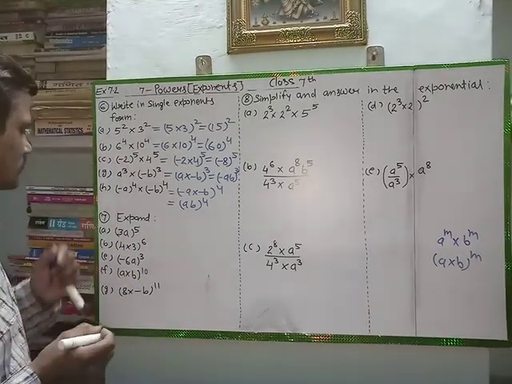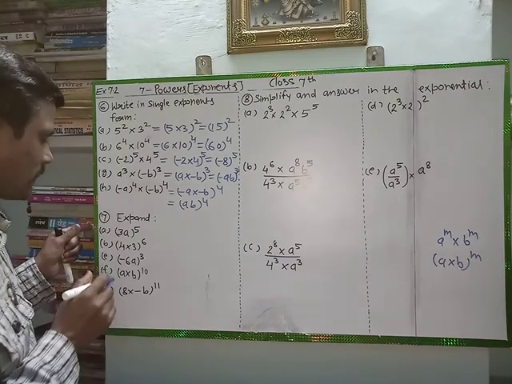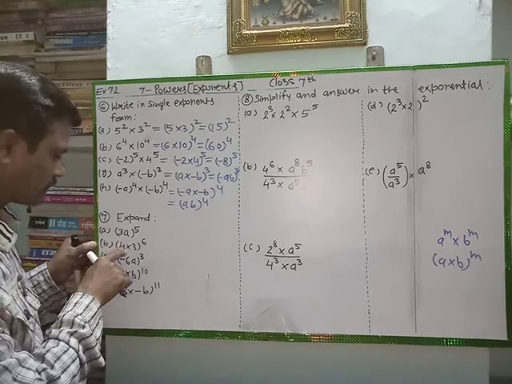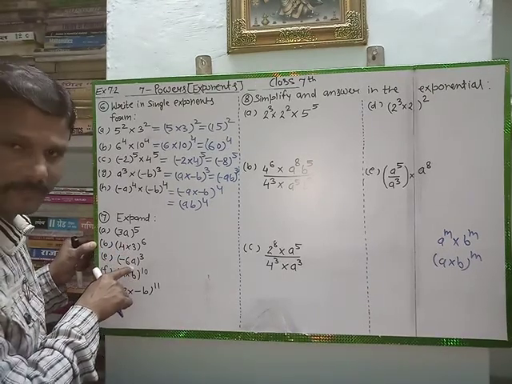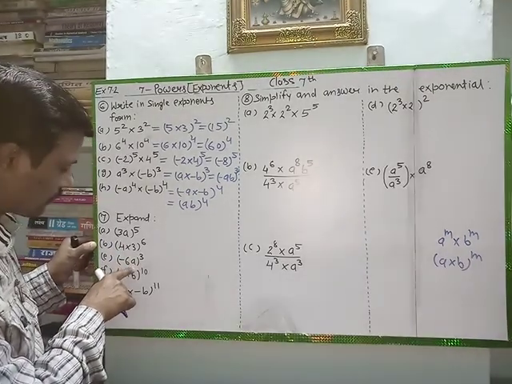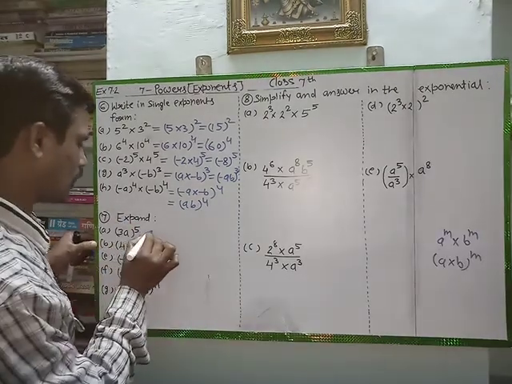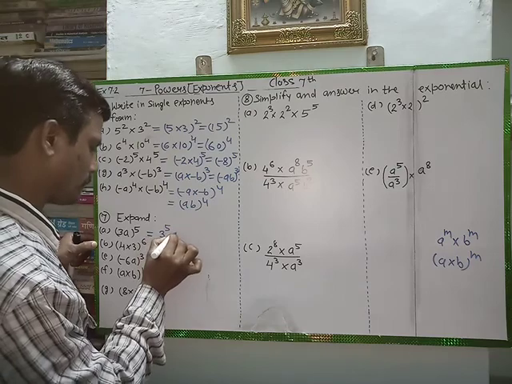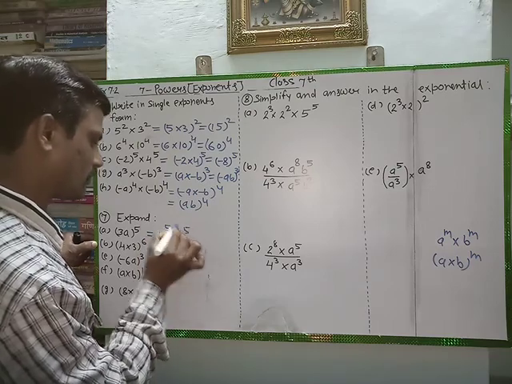Next, question number 7. Expand. Means what is the sign between 3 and a? Multiply. What is the sign between minus 6 and a? Multiply here. Okay, so how do we expand this? This will become 3 raised to the power 5 multiplied with a raised to the power 5.